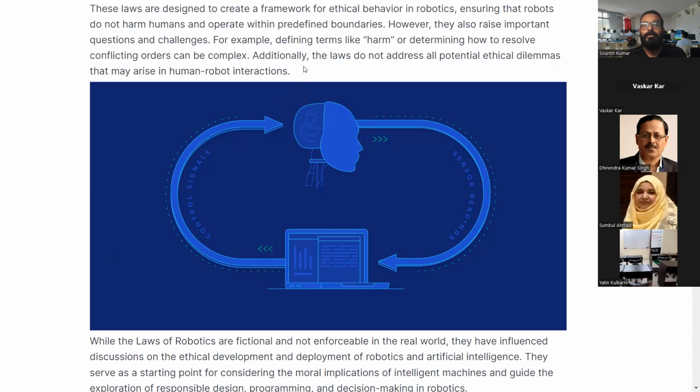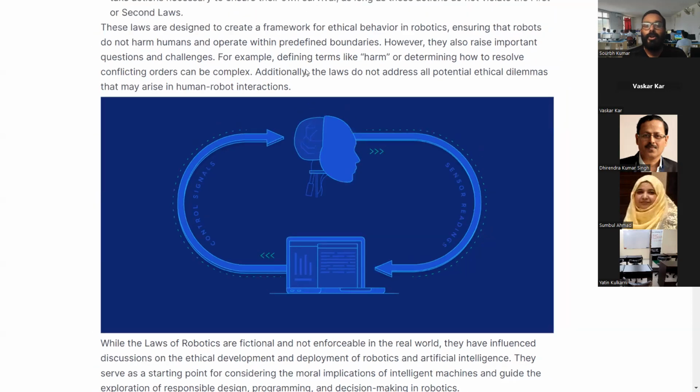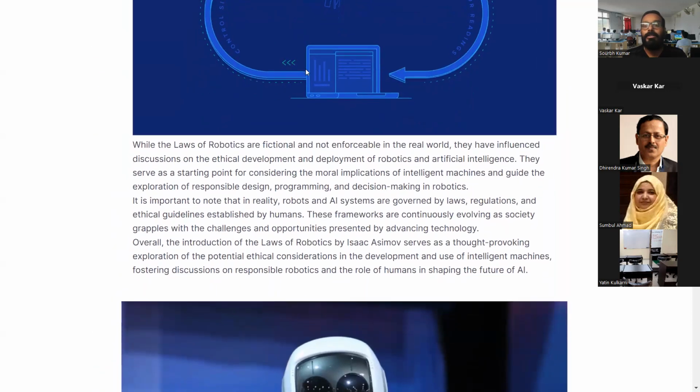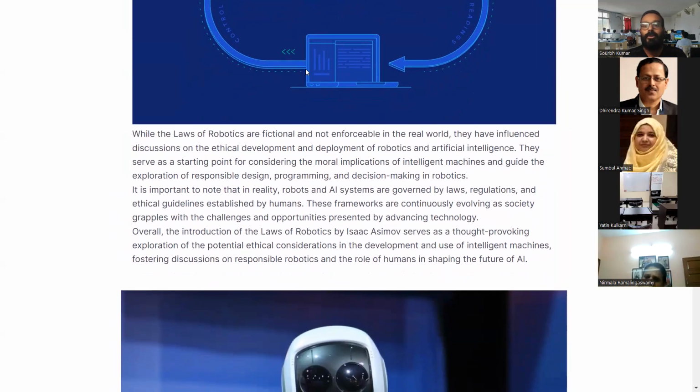For example, there are obviously limitations in defining terms like harm. Whenever we do programming, we feed the program only what we know, so it is sometimes very difficult to address words like harm from our day-to-day life. How does a robot's body come to know that a human being is saying something that will harm themselves? Conflicting orders can be complex, and additionally these laws do not address all potential ethical dilemmas that may arise in human-robot interaction. So we should come up with our own ideas while teaching this, to help students understand the concept properly and try not to use it in a negative way.